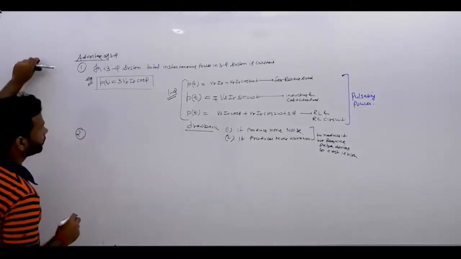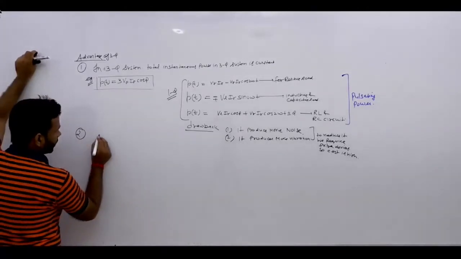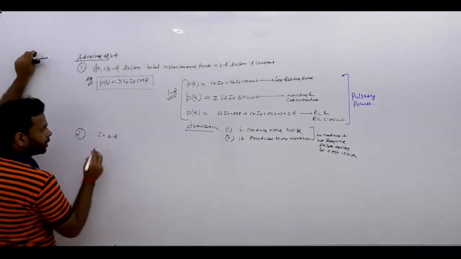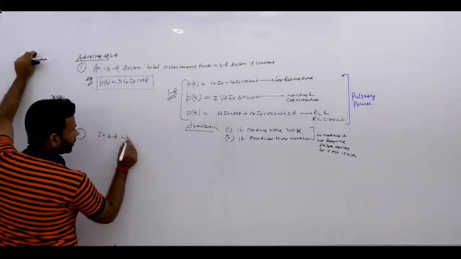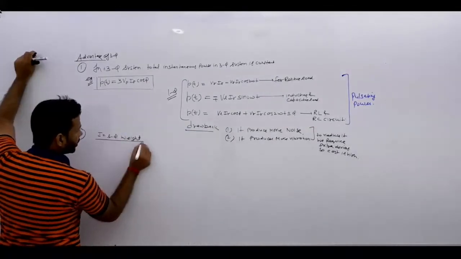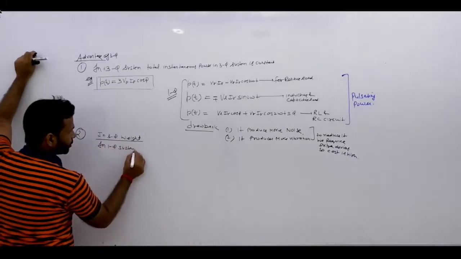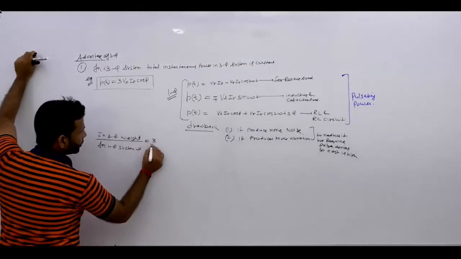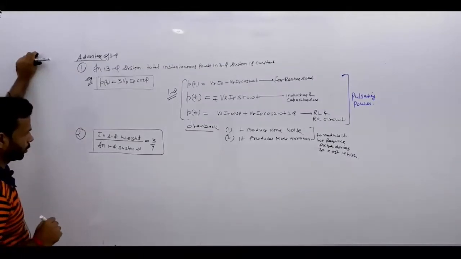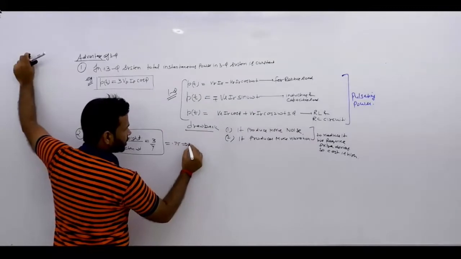Now, what is the advantage number second? Now, in three-phase system, the weight, and in single-phase system, weight is 3/4. The ratio of weight in three-phase to single-phase is 3/4, and 3/4 means what? 0.75, and 0.75 means 75%.